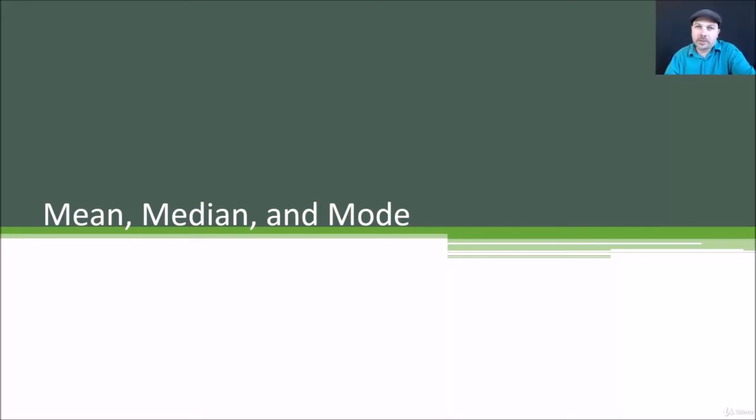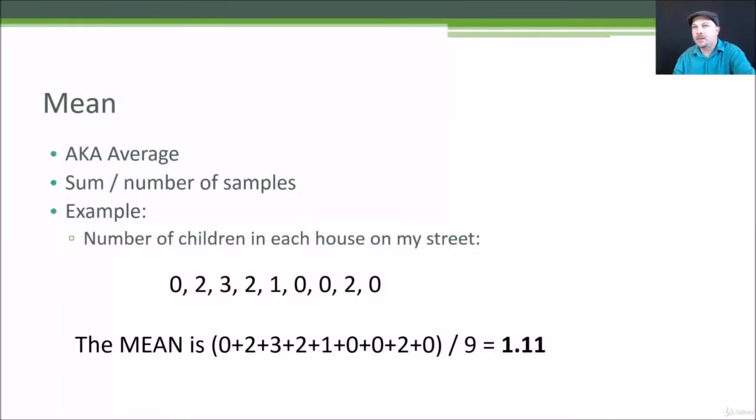This should be a review for most of you. I think they teach this stuff in elementary school these days, but just a quick refresher now that we're starting to actually dive into some real statistics. Let's look at some actual data and figure out how to measure these things. So the mean, as you probably know, is just another name for the average. To calculate the mean of a data set, all you got to do is sum up all of the values and divide it by the number of values that you have.